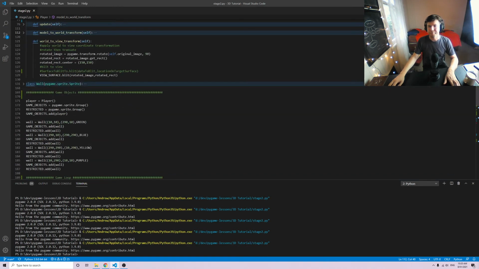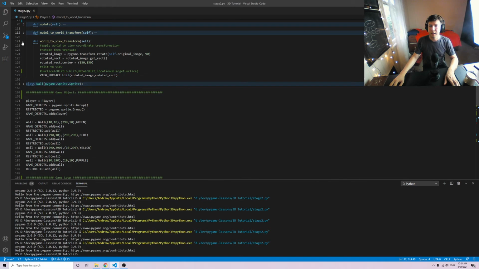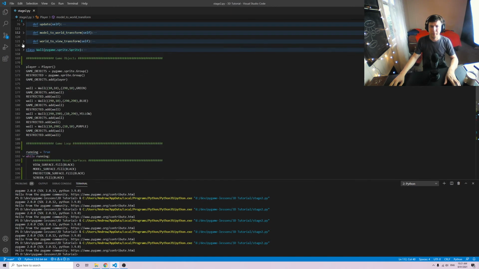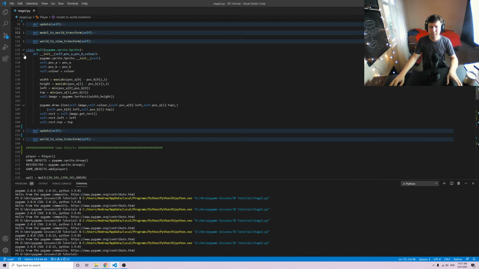Okay, model to view. Remember, by default, we are rotated 90 degrees, so we're pointing up, even though right now we're looking at an angle of 0. Okay, now for the wall, nothing too crazy.